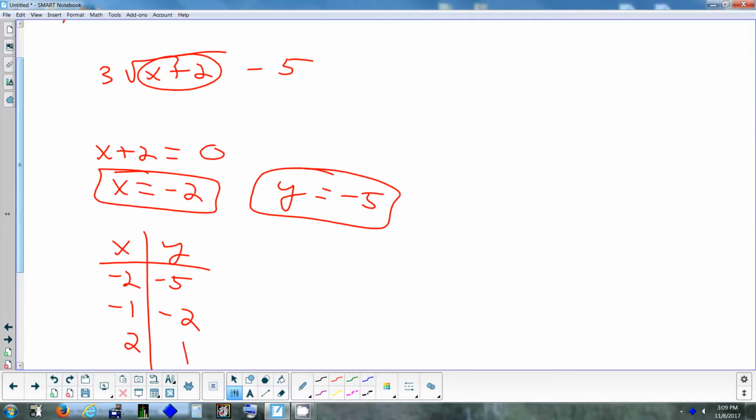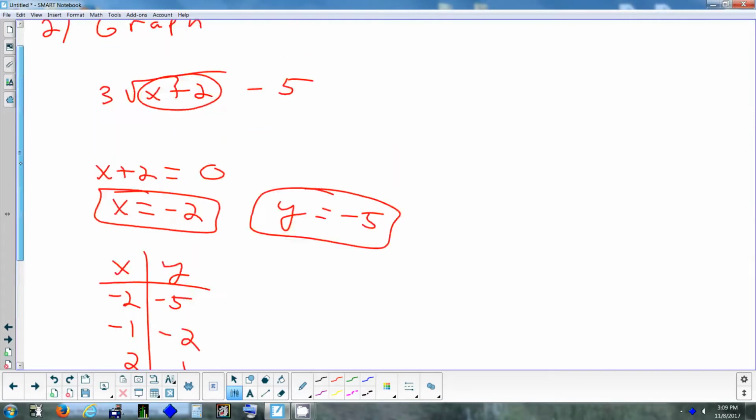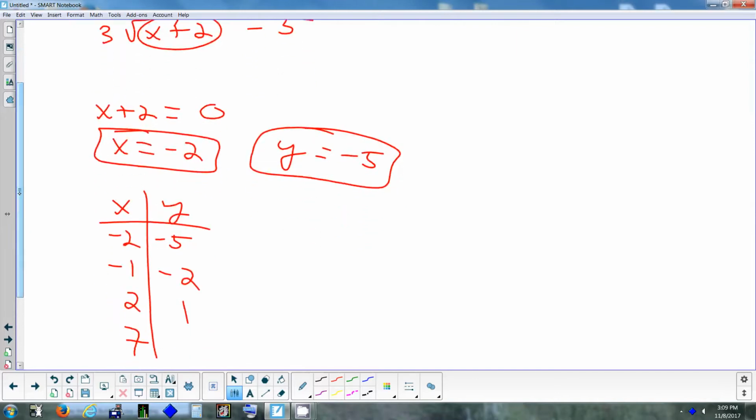You can always use your calculator if you have trouble and just make the table, but I mean, we can do it this way too. And I think one more good value would probably be, let's do 7. 7 plus 2 gives me 9, square root of 9. And then 3 times 3 is 9, take away 5. 4. So those points will probably be good enough to make a sketch.